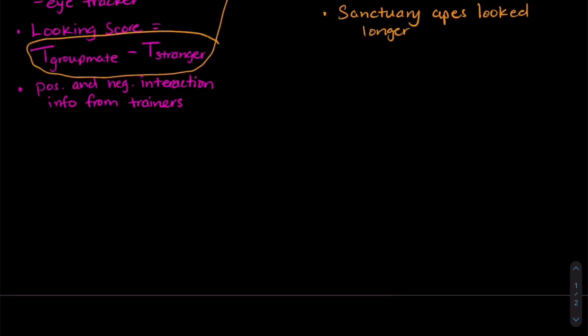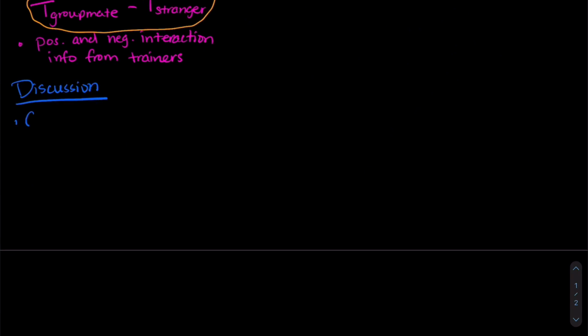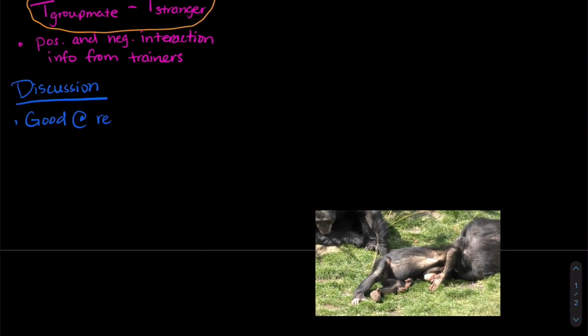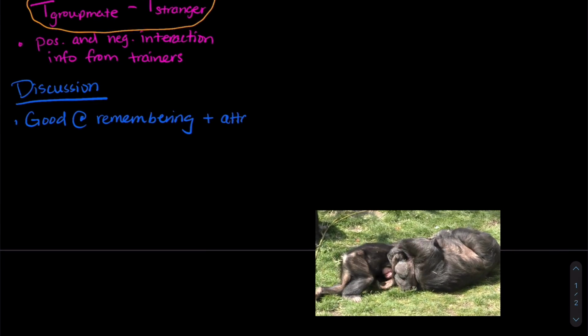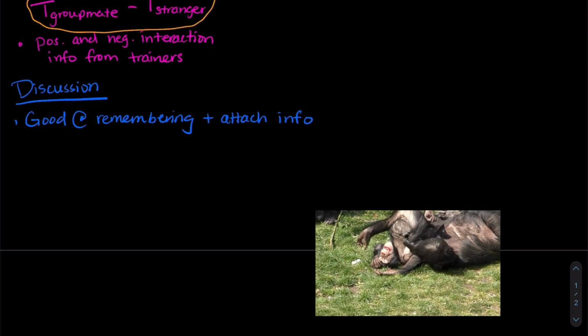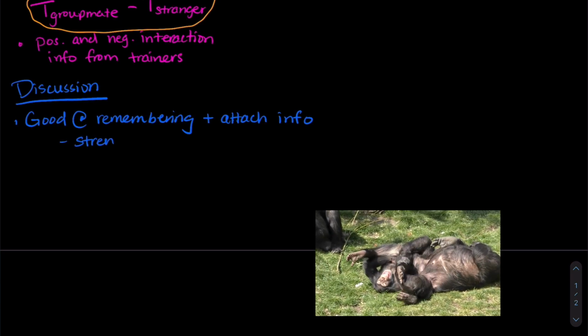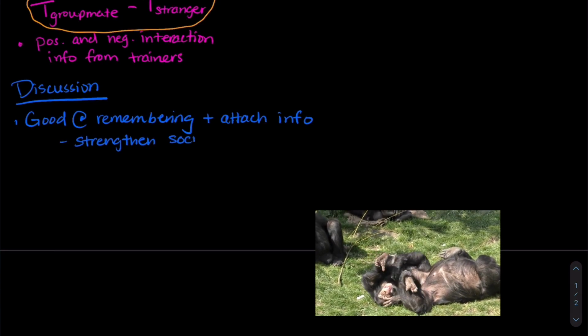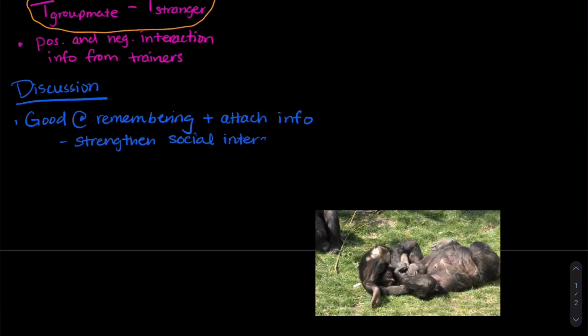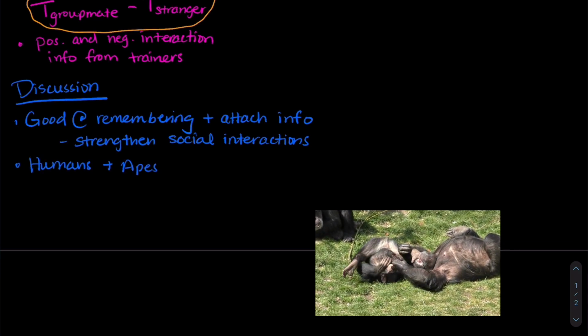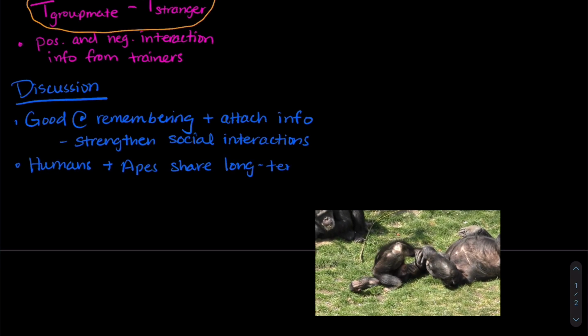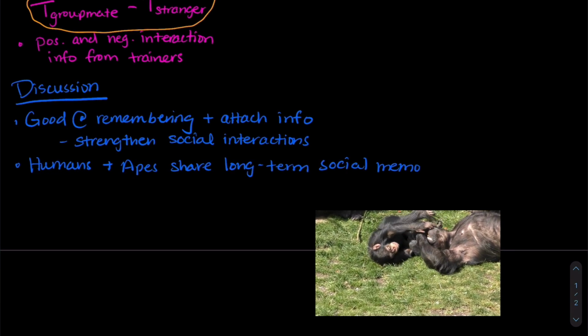So what does this all mean? Let's get a discussion going. So the main thing is that these apes are good at remembering and they attach information to those memories. And this could be a way for those apes to strengthen the social interactions that they have in their communities and their friendships. What this means for us, we know that humans and apes share this long-term social memory trait.